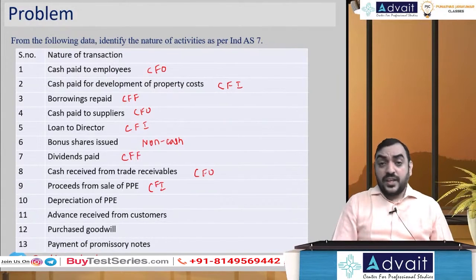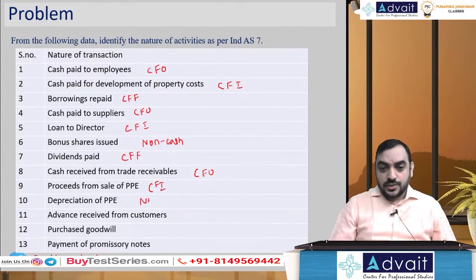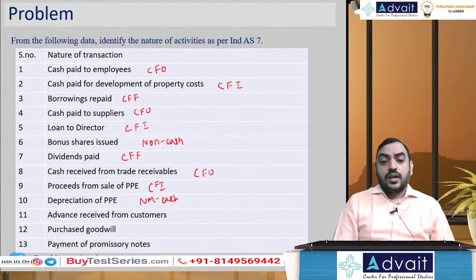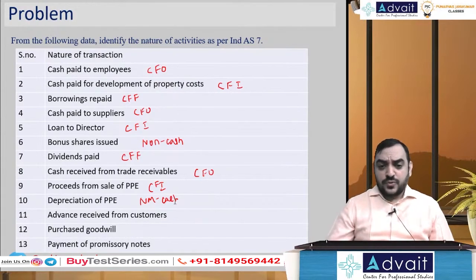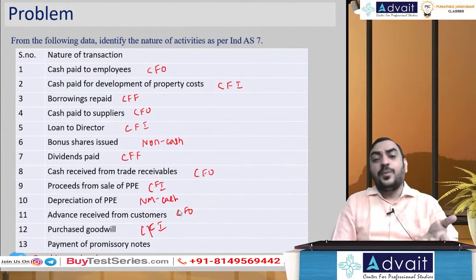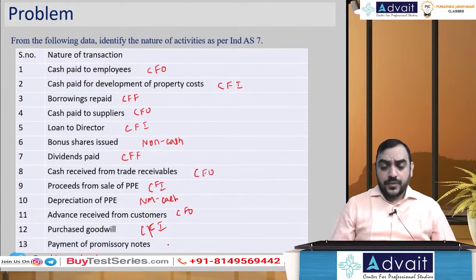Depreciation of PPE, it's non-cash. But if you want, I will add back in operating activity, but better we say depreciation as a transaction is non-cash. Advance received from customers. Advance received from customer, normal course of business, operating activity. Purchased goodwill. Goodwill purchase means payment made, I assume, in cash, so it will be part of investing activity, purchase of assets. Payment of promissory notes. Promissory notes is like a loan taken and then repaid. So repayment of loan, liability side, so it is financing activities.